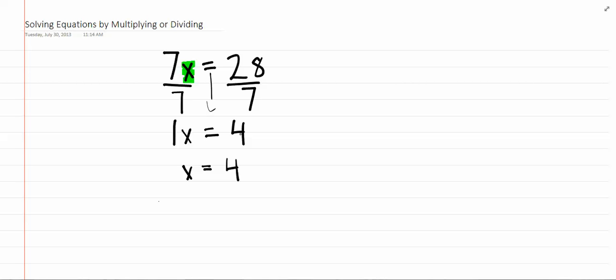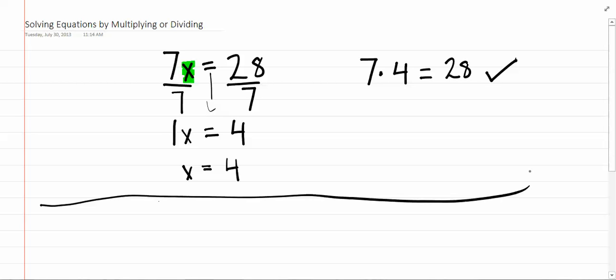And as with all these equations, when you solve for a variable, you can plug it back in and see if it's right. So 7 times, and instead of x, we're going to try 4, because that's what we got. Let's see if we were right. 7 times 4 is 28. That's what we should have got. We were right. Let's go ahead and try another one.